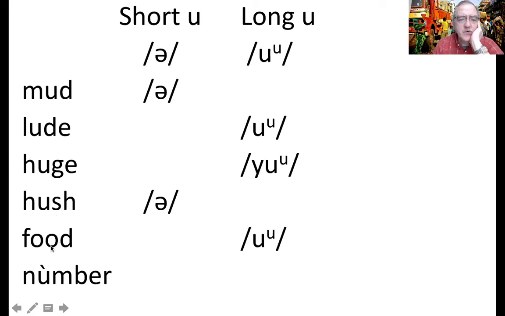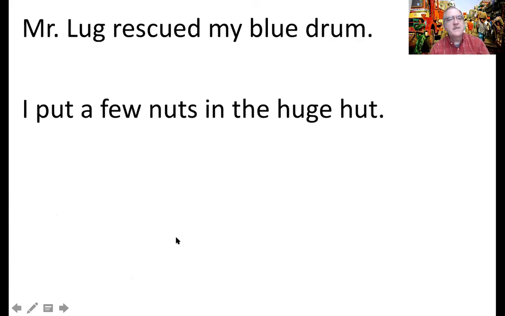What's this one? Ooh, food. And this one? Okay, this is a long number. It's long, but there's a stress on this, so it's going to be short. Number. Very good. All right, now please repeat with me. Mr. Lug, that's short, Mr. Lug rescued my blue drum.